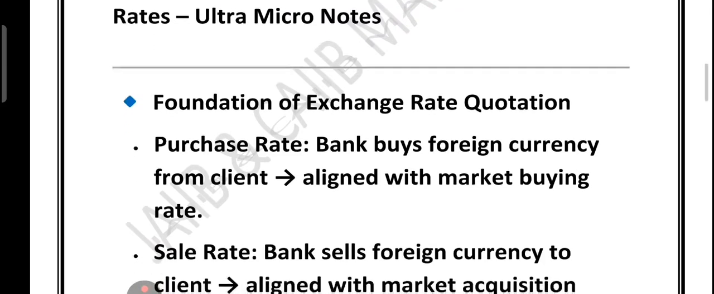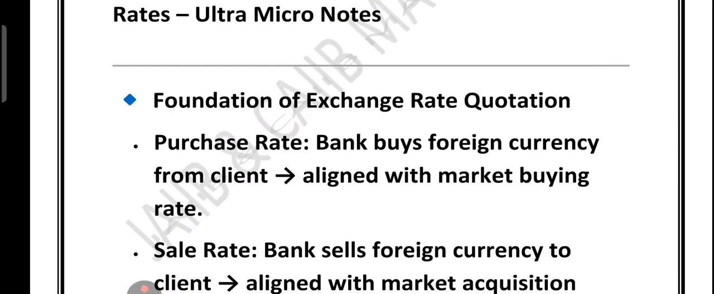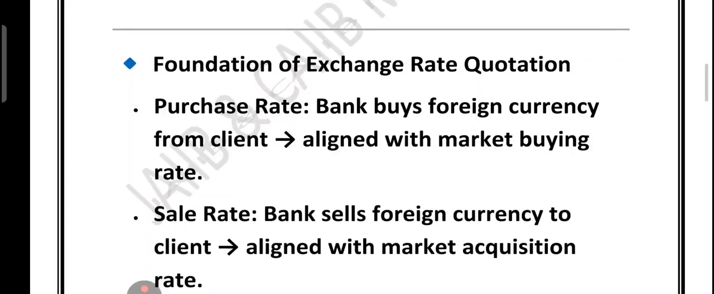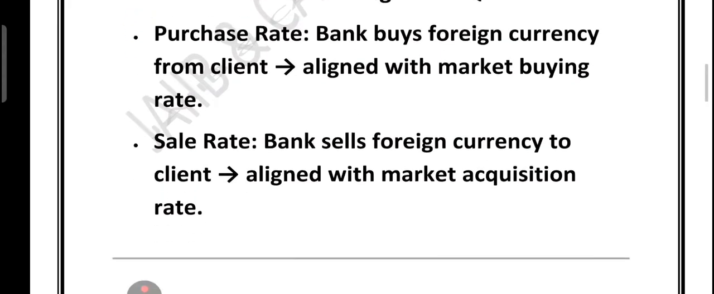So bank quote exchange rate based on whether they are buying or whether they are selling the foreign currency. When I say purchase rate, it means when the bank buy foreign currency from you, it uses a rate aligned with the market buying rate. And when the bank sell foreign currency to you, it uses a rate aligned with the market selling or acquisition rate. So there are two kinds of rate, purchase rate and selling rate. Purchase rate means when a bank buy foreign currency from you, right? So in that case, that rate is aligned with the market buying rate.